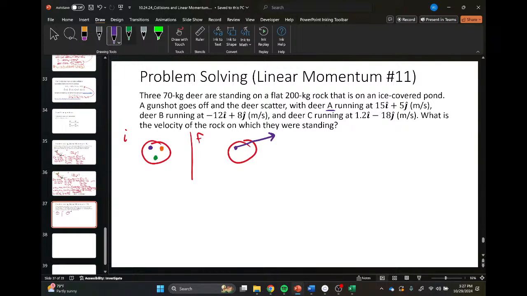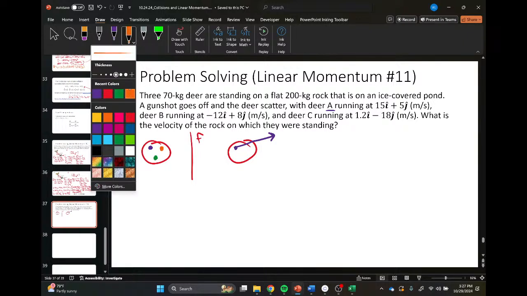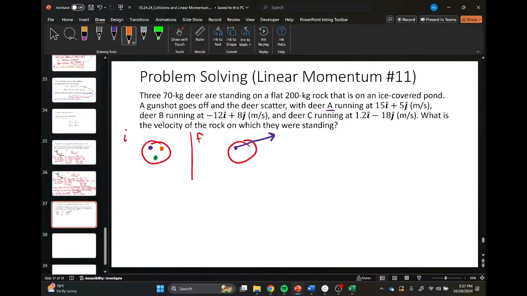All right. Deer B. And it's not a disaster if you don't draw this picture right, but this is really good practice on drawing vectors. Negative 12 i hat plus 8 j hat. That is negative 12 to the left, and then 8 up. So deer B is over here, and they're going, it's not quite an 80 degree or a 45 degree angle. So something like this. Almost the same left and up, but not quite.